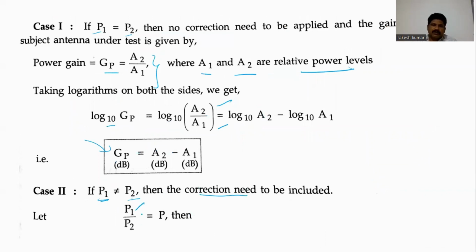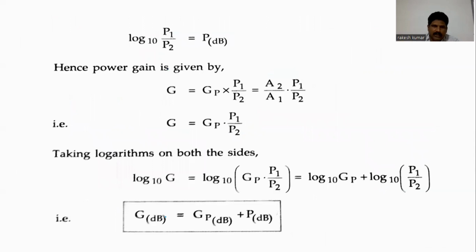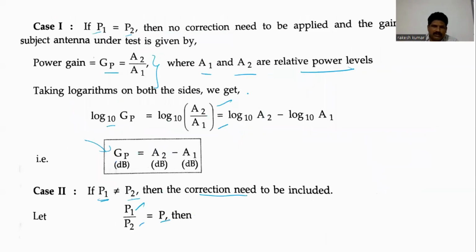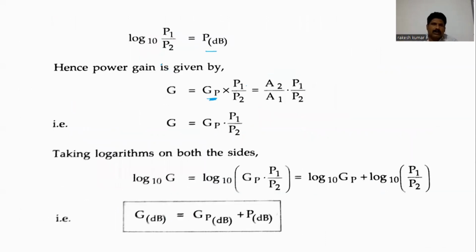Let P1 by P2 is equal to T, then 10 log base 10 P1 by P2 is equal to T in dB. Hence, the power gain is given by G is equal to GP into P1 by P2. So already what is the formula for the GP? GP is equal to A2 by A1. So A2 by A1 into P1 by P2. So G is equal to GP into P1 by P2.